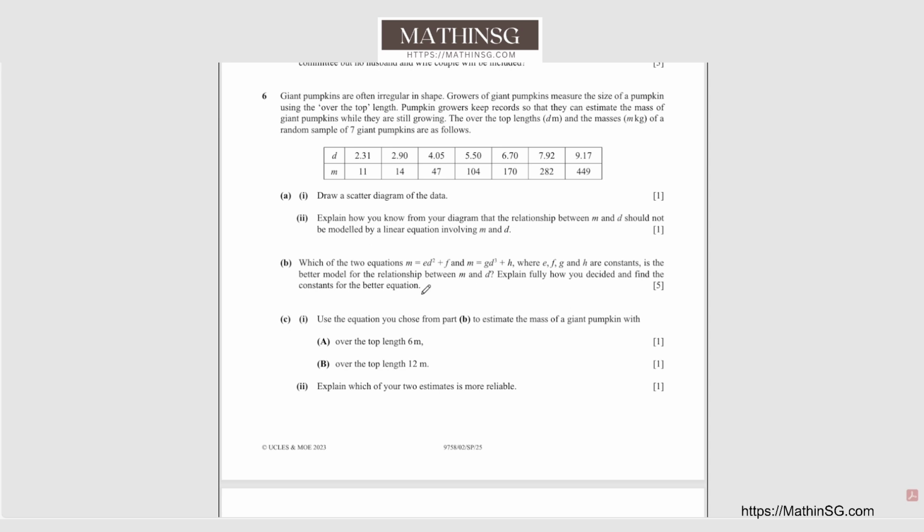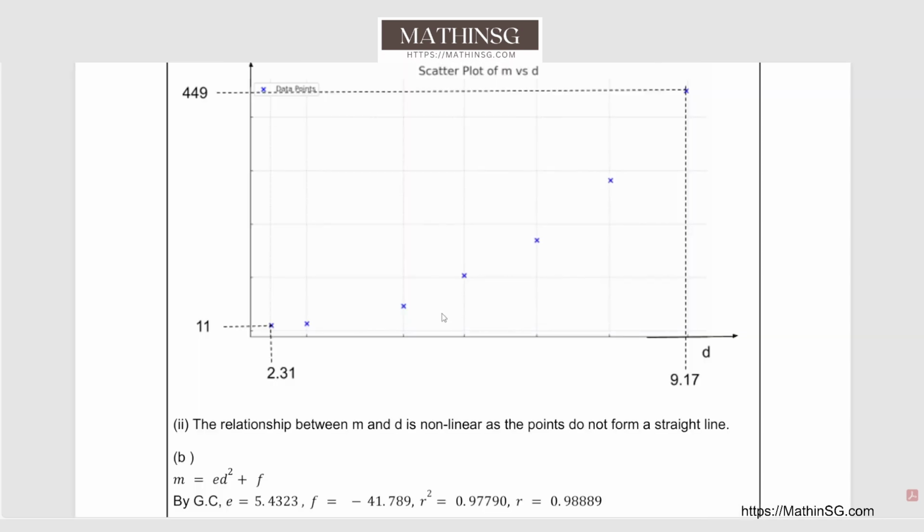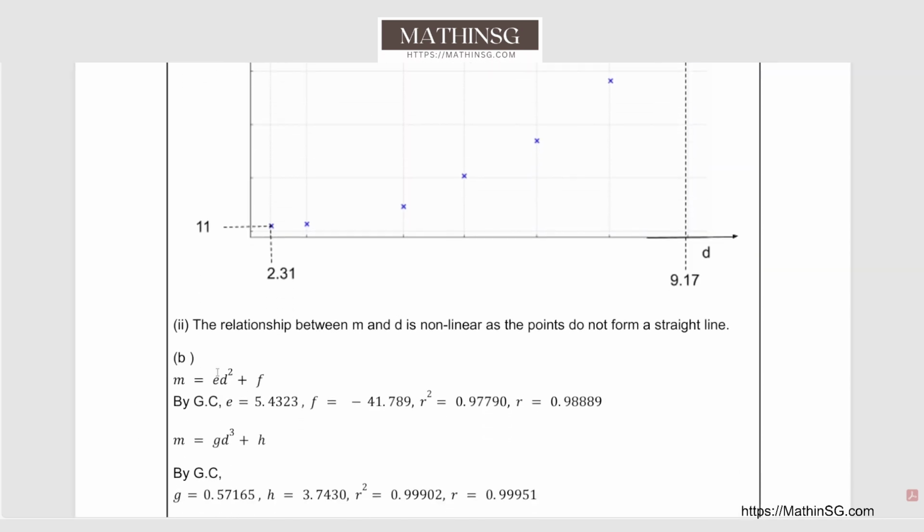Okay, so this is basically a GC work. So make sure you're familiar with how to use the GC for linear regression, and how to find your R or R squared value. Okay, so this is how you present your answer. So do a linear regression of M versus D squared and put down the E value as well as the F value as well as the R value.